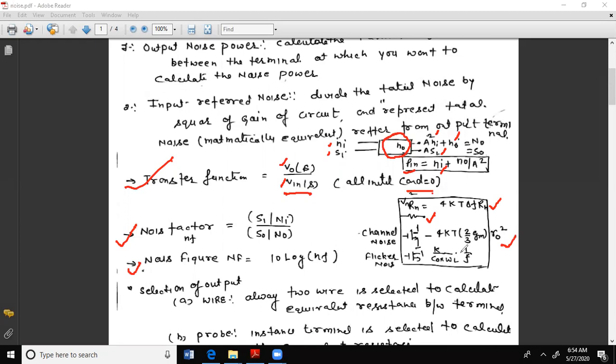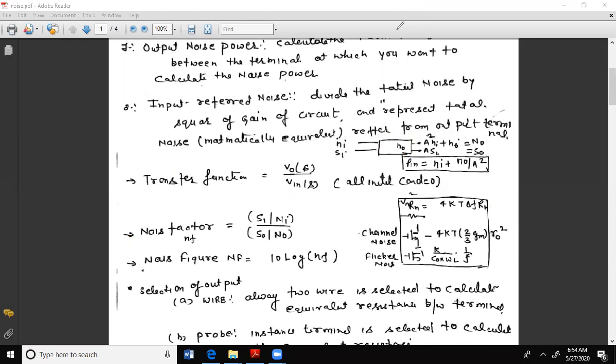It also has flicker noise, and its value is equivalent to K by Cox W L into 1 by f, because flicker noise is inversely proportional to the frequency. So at high frequency you can neglect the flicker noise, but at low frequency we have to consider this flicker noise. So these are the important noises generally considered for an analog circuit. These are all the basic terms.